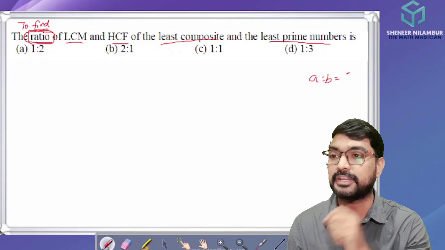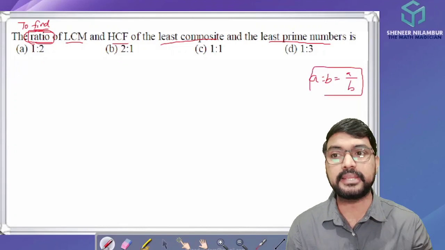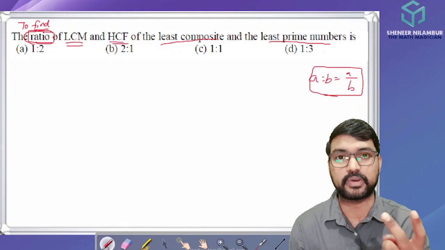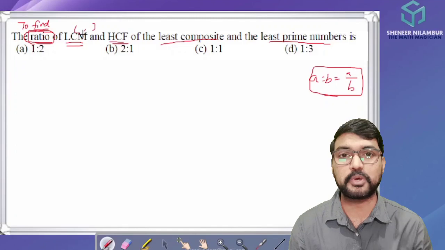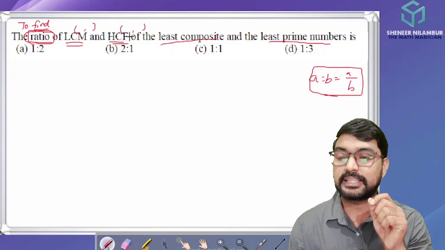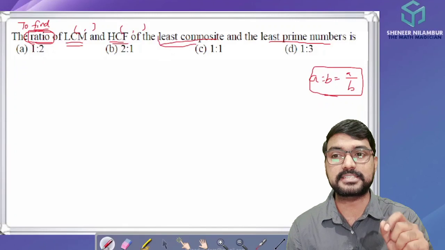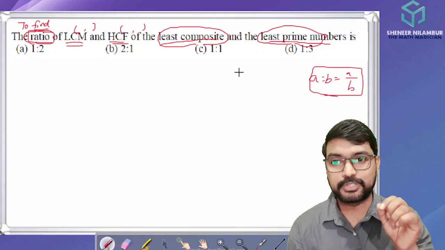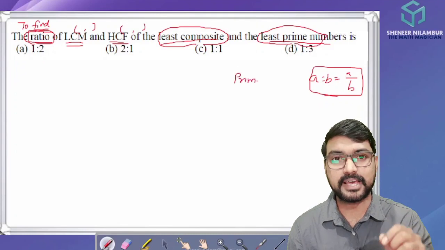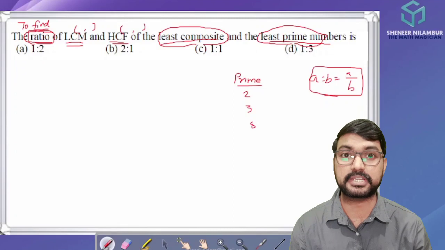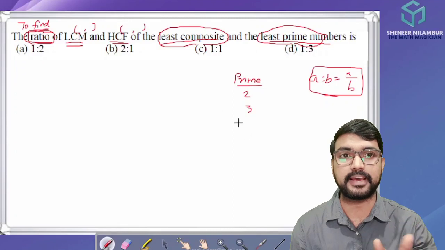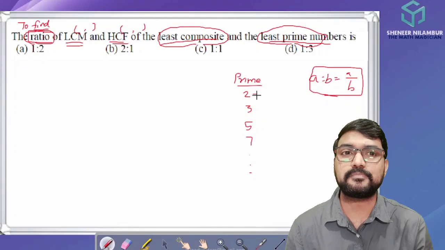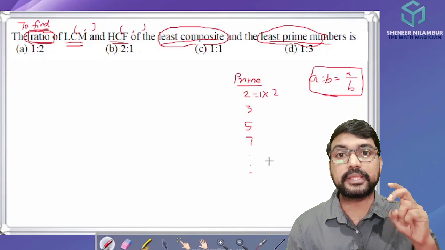The ratio of LCM and HCF. When we hear the words LCM and HCF, at least we require two numbers for finding LCM and HCF. So there will be two numbers. What are the numbers? The least composite and least prime number. What are prime numbers? We know that 2, 3, 5, 7, etc. are prime numbers, which have two factors only, 1 and that number alone. What are composite numbers? They will have more than two factors.